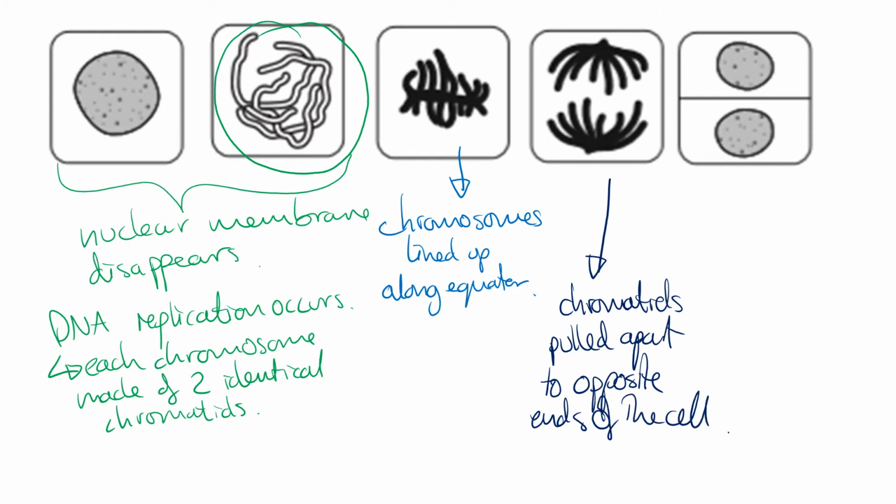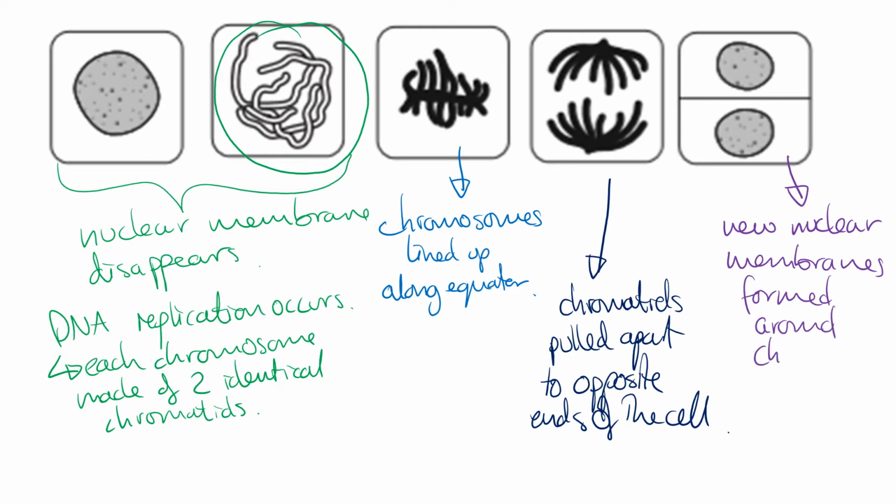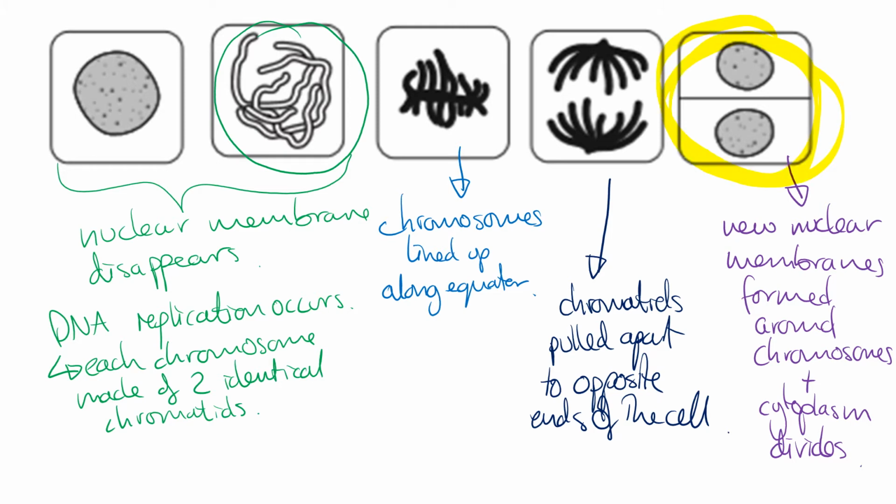Look at this last picture here. What's happening now? New nuclear membranes are formed around the chromosomes. And cytoplasm divides. And what I've got to think here is, what do I have? I now have two genetically identical daughter cells. And these genetically identical daughter cells, they're genetically identical to each other and the original cell, right? Why is that important? So that they can function correctly.